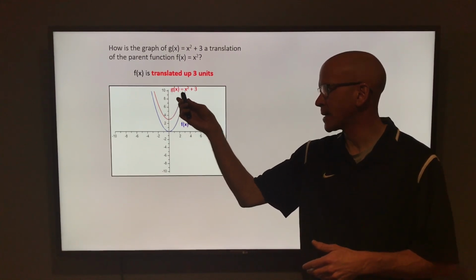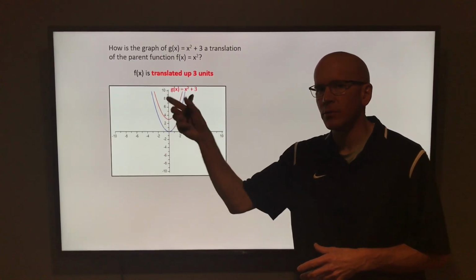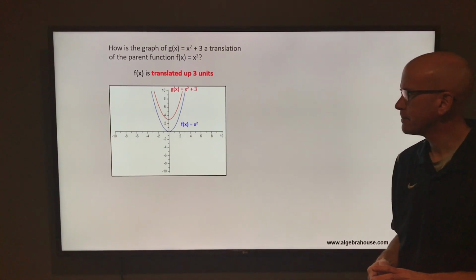The red graph is g of x equals x squared plus 3. From blue to red, you can see the graph is shifted up 3 units.